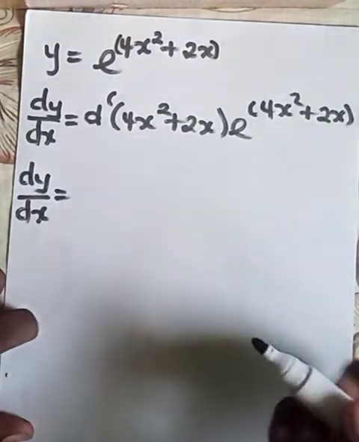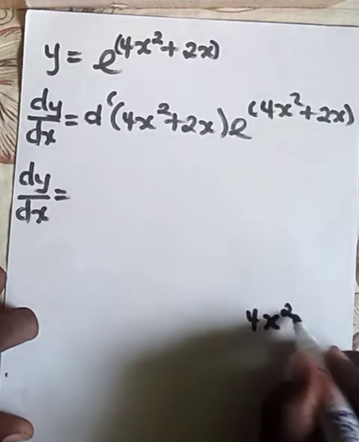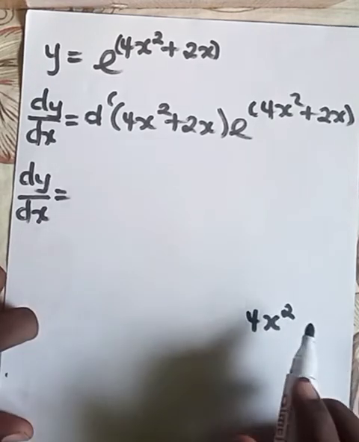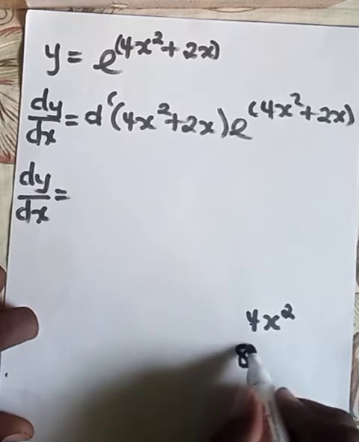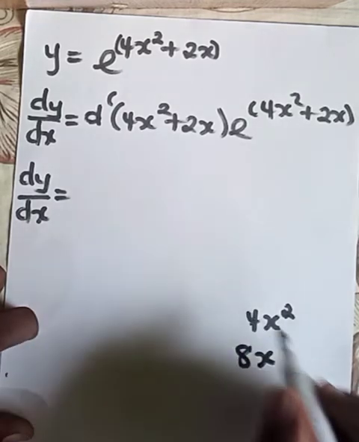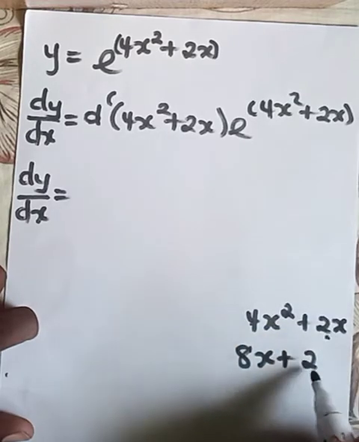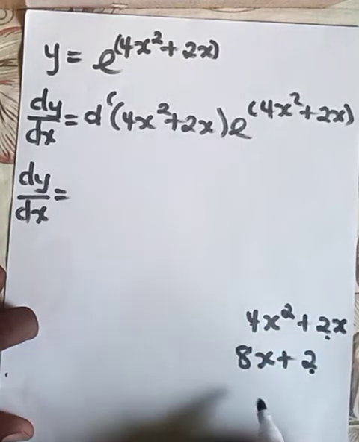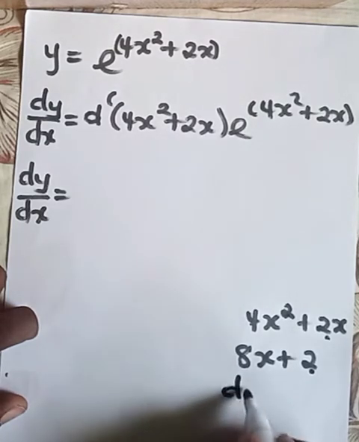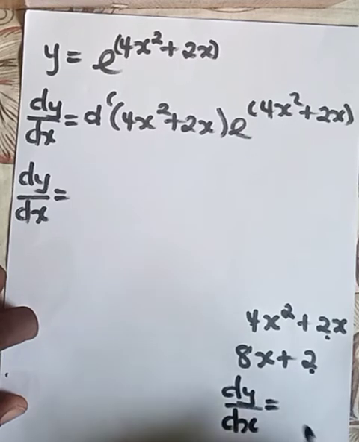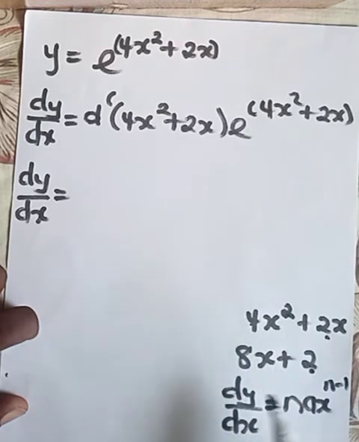Polynomial differentiation: differentiating 4x squared, because it's term by term differentiation. What are we going to have? That means n multiplies this 4, and we have 8x plus 2, because the differentiation of 2x is going to be 2. Remember the formula, just check the previous video in case you weren't there. It was dy on dx equals n a x to the n minus 1.